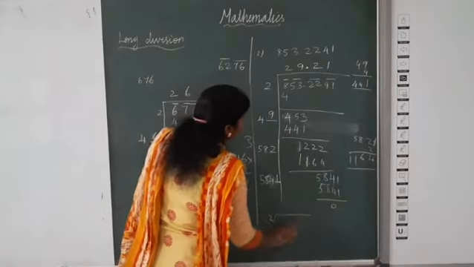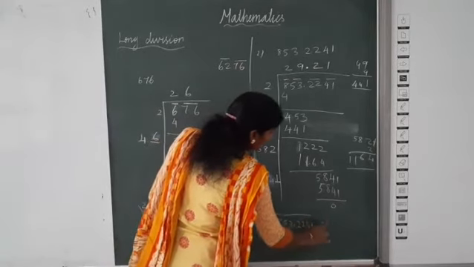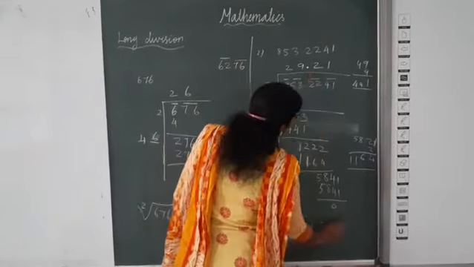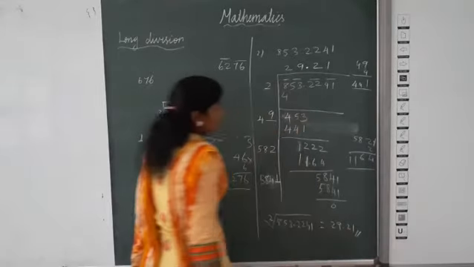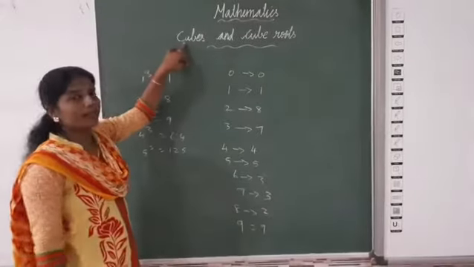So what's the square root value? Square root of 853.2241 is equal to 29.21. That is the answer. This is the long division method. Okay. Next chapter, cubes and cube roots.